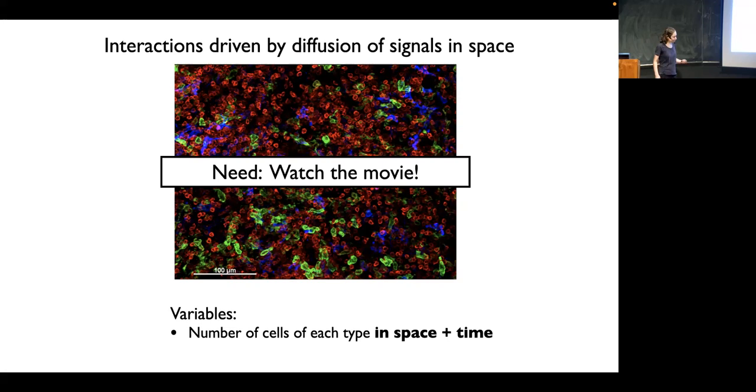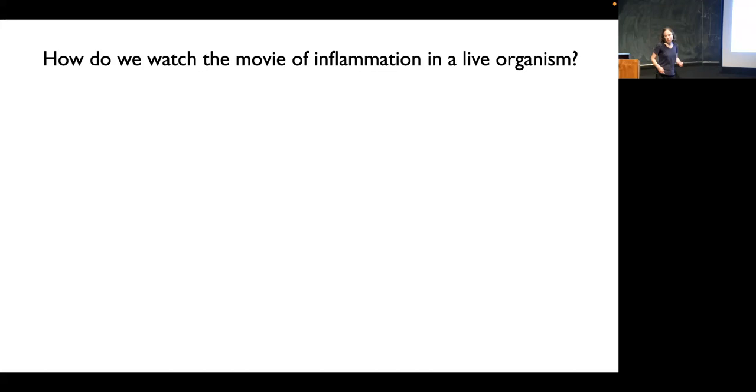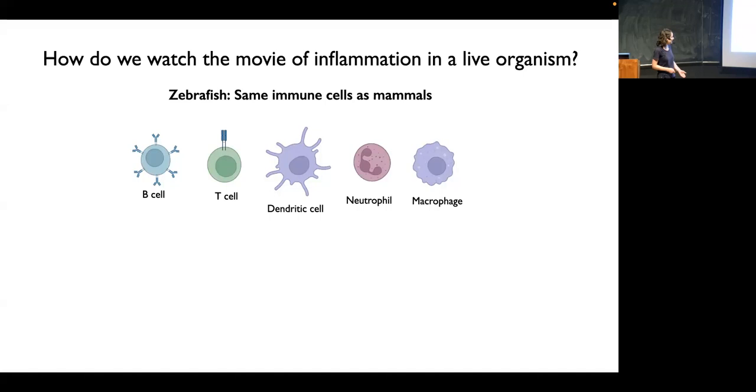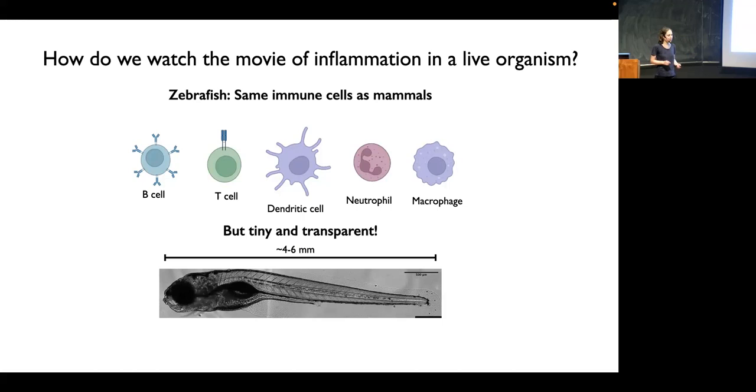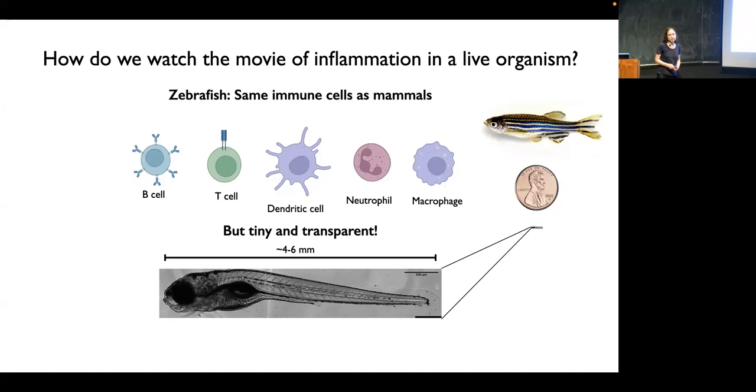How do you watch the movie in a live organism? There's actually a lot of really beautiful work done on this in mice, but some of us like to try to make our lives a little bit easier. As Casey very nicely mentioned in the introduction, it turns out that zebrafish actually have all of the immune cells that you and I do, but they have one huge advantage, which is that they're tiny and transparent. So we can do a lot of microscopy, both types of light microscopy, quite easily. To give you a slightly more visceral sense of scale, this is your adult grown-up zebrafish that you might have raised in your fish tank. It's a couple of inches long. This is the actual scale of one of these little guys when we image it.